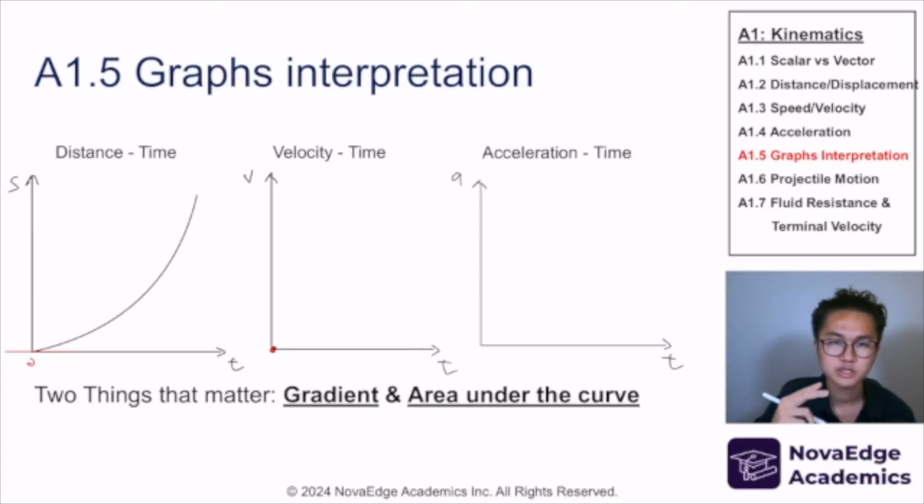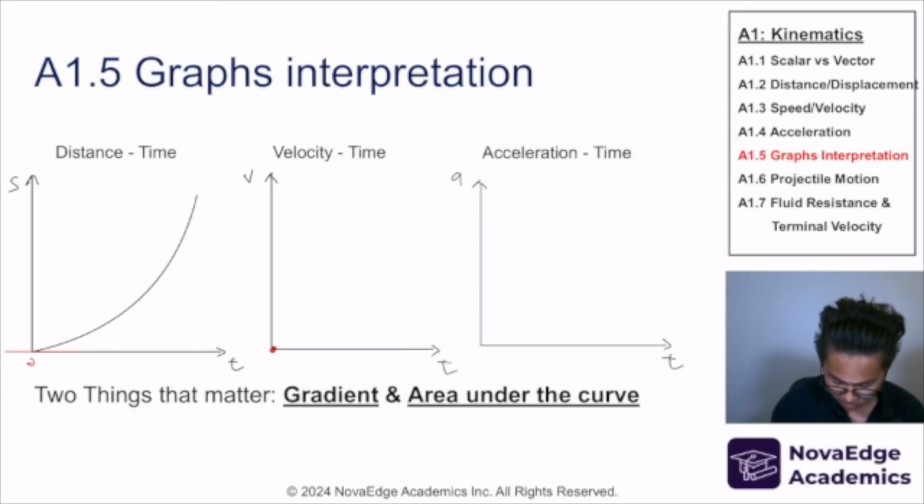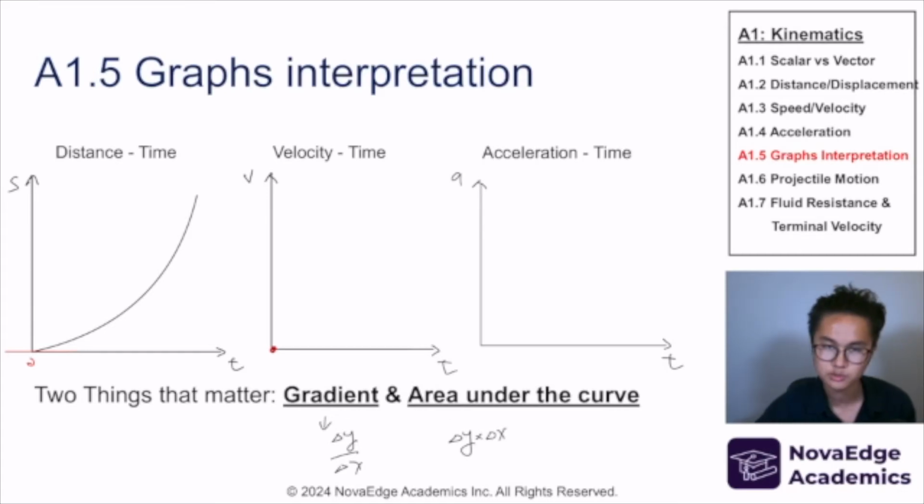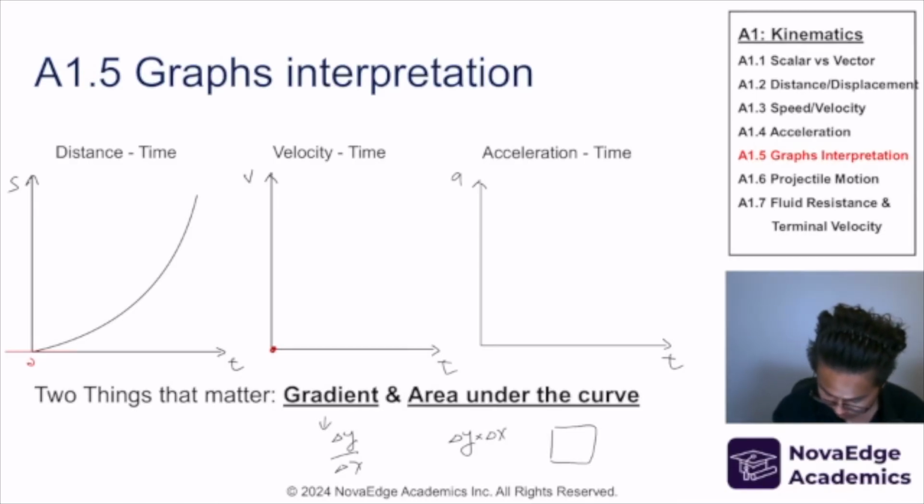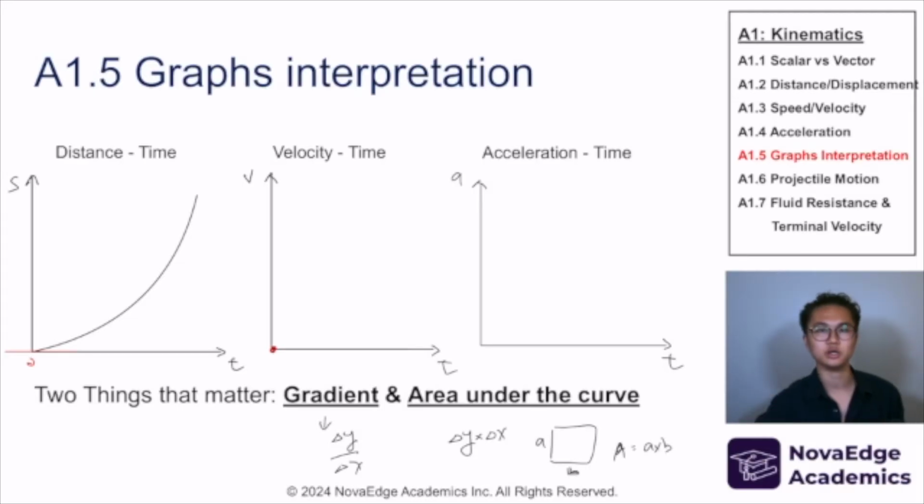So two things that matter in the graphs are, well, first we have the y and x axis, right? And the two things that are important are slope and the area under the curve. So here I wrote gradient and area under the curve. Gradient is just delta y over delta x. And the area is delta y times delta x. So two different things. One is division and one is multiplication, right? Area is always multiplication. If I have a rectangle and I call this AB, then the area is equal to A times B, right? So it's a multiplication.